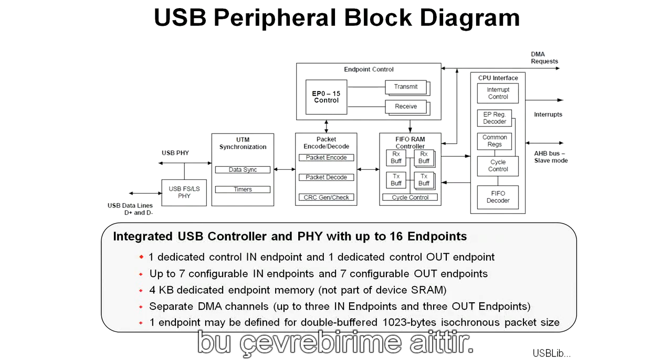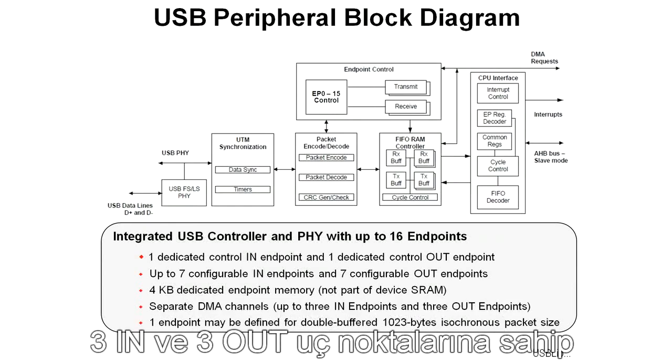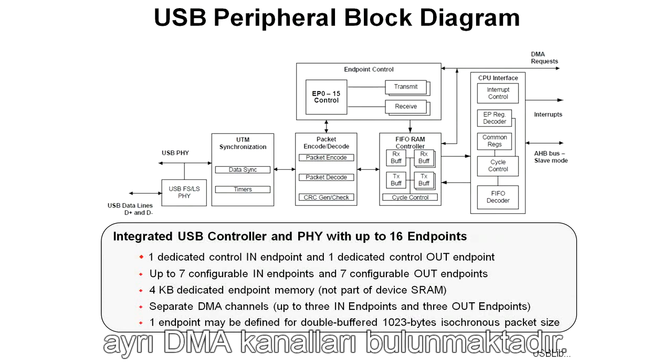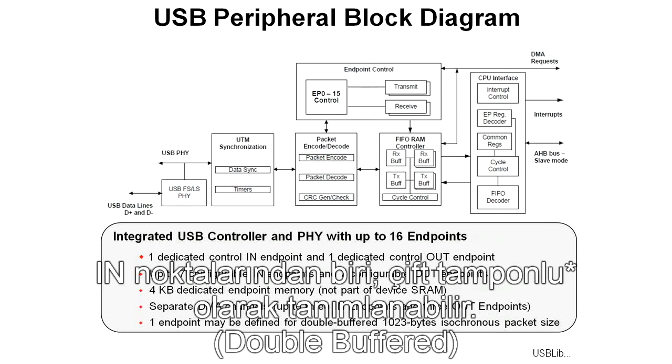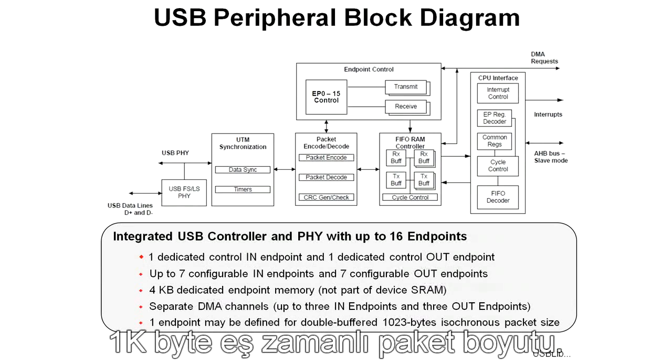That's inside this peripheral. There are separate DMA channels, up to 3 in endpoints and 3 out endpoints that you can use from the peripheral to transfer directly to memory. One of the endpoints can be defined for double buffered 1 KB isochronous packet size to facilitate moving large groups of data across this port.